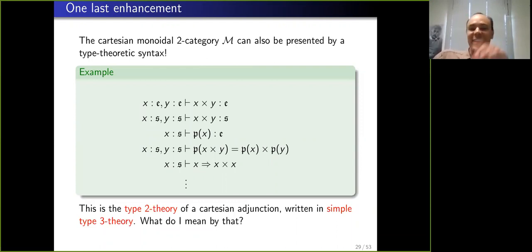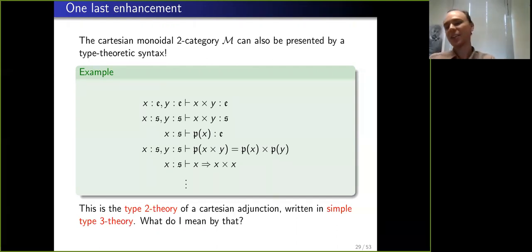Now, what I've got down here is I claim that this is what I call the type 2 theory of a Cartesian adjunction, which is written in a simple type 3 theory. And here, the title of this talk is Type 2 Theories. And so here I've got this word 2 theory first appearing here. So let me try to explain what I mean by a 2 theory.